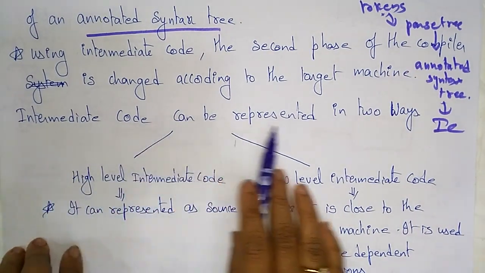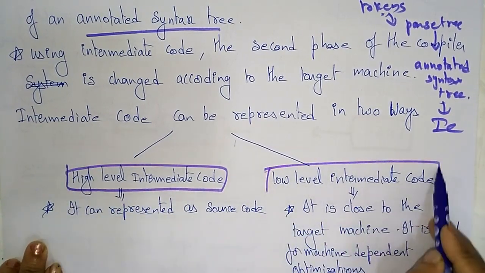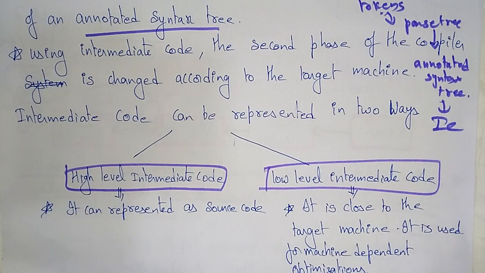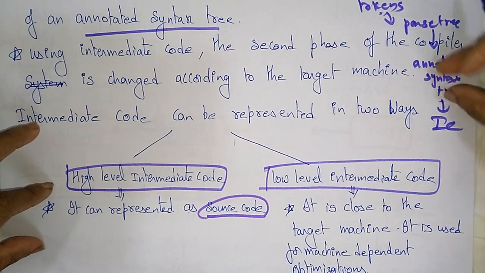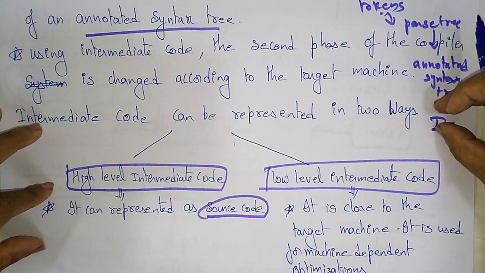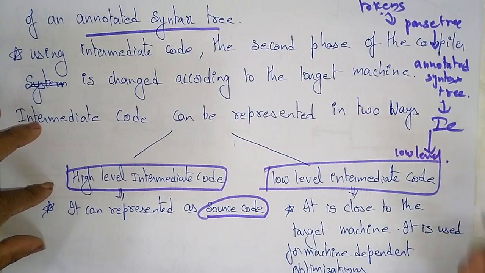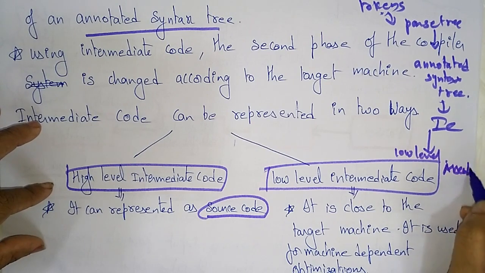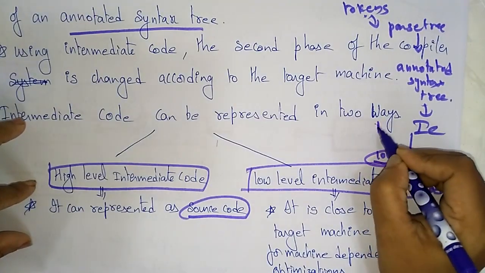So intermediate code can be represented in two ways. One is a high level intermediate code and another is a low level intermediate code. High level is nothing but it can be represented as a source code. So whatever data you are taking, that data is taken by the intermediate code as the source code. That is the high level. Whenever it is coming down, it reaches the low level, because it has to reach the assembly code. It has to convert the data into assembly code. So that is the low level. So from high level to low level.